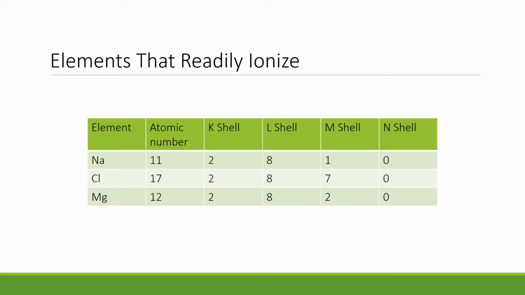Chlorine has an atomic number of 17. 2 electrons go in the K shell, 8 go in the L shell, and that leaves 7 to go in the M shell. Again, the M shell is not full, so this is a reactive atom. Magnesium has an atomic number of 12. 2 electrons in the K shell, 8 in the L shell, and 2 are left over for the M shell, which again acts full at 8, but only contains 2 electrons.